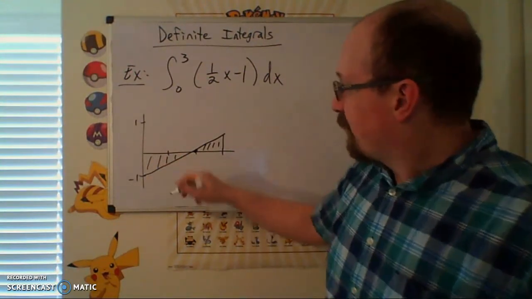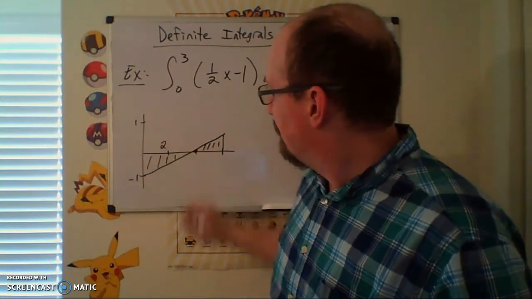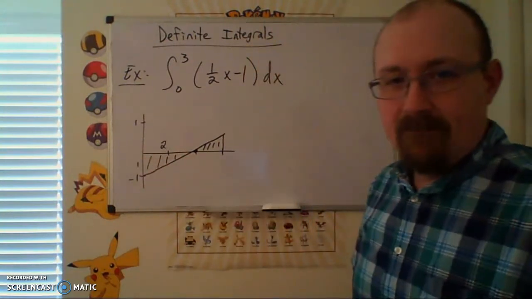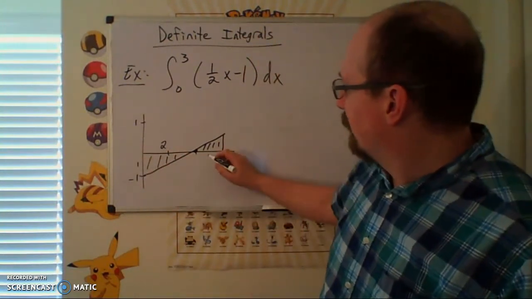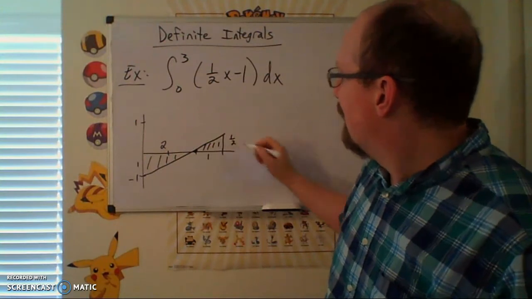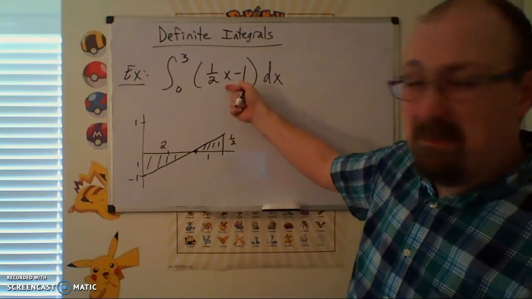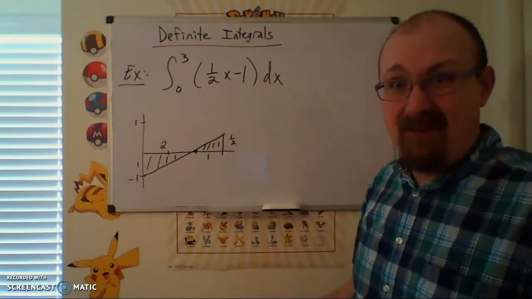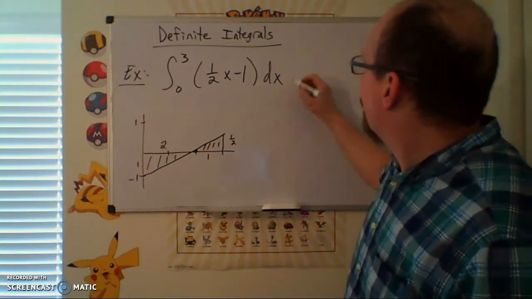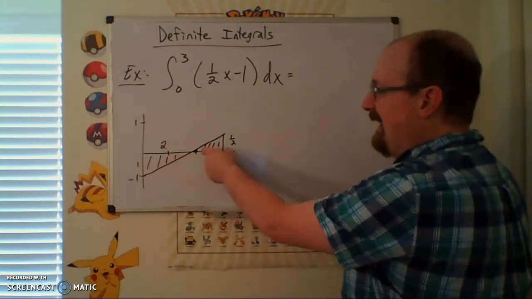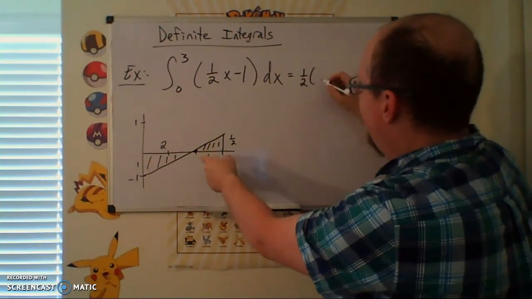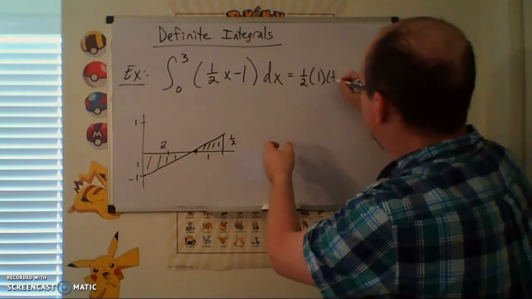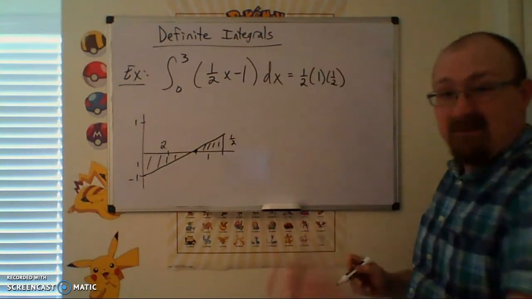So again, this is a triangle. We've got a base length of 2, the height of 1 for that guy. Over here, we've got a base length of 1 and a height of 1/2. Again, you can check that by plugging x equals 3 into this: 3 halves minus 1 is in fact 1/2. So this area here is 1/2 times 1 for a base length times 1/2. That would give me 1/4.